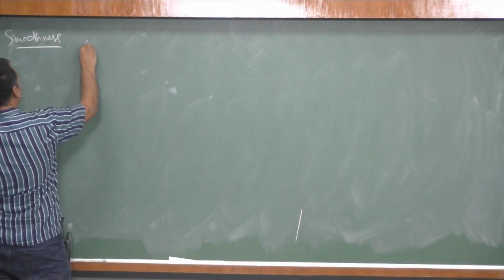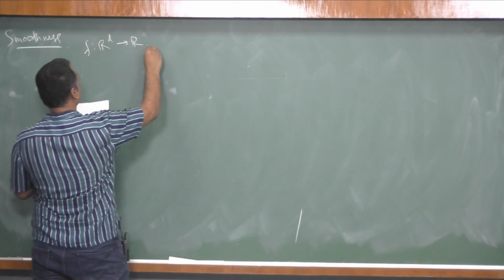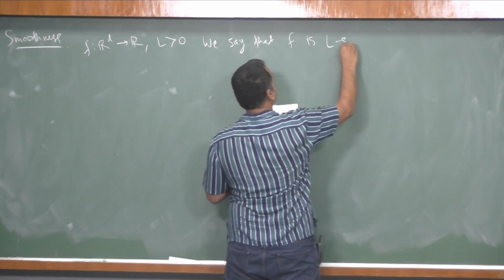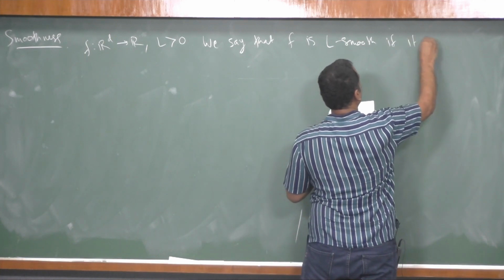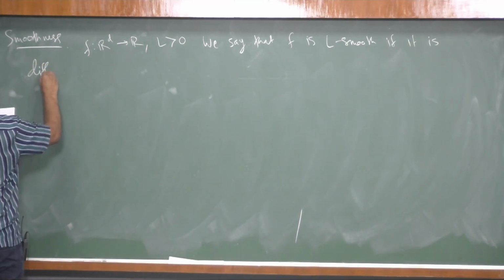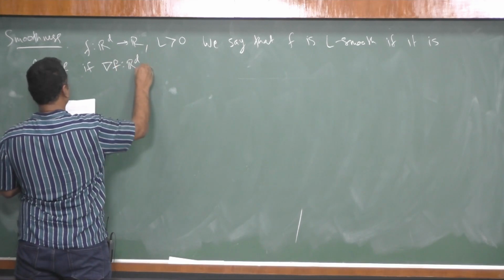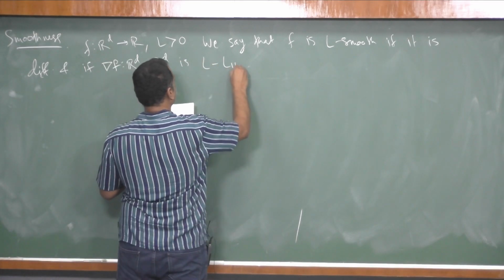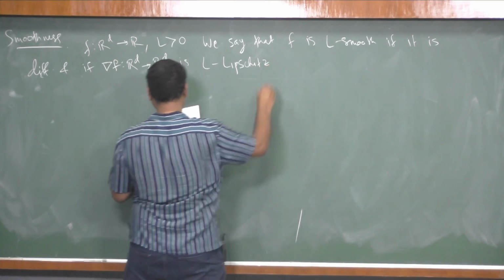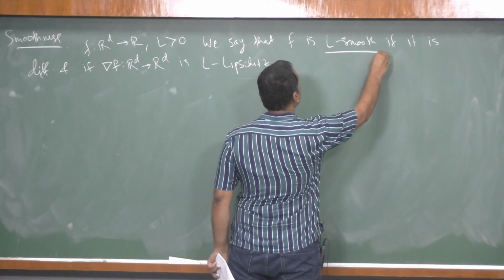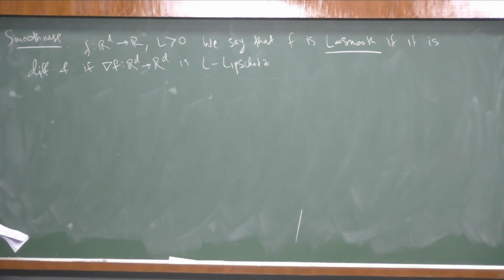So let f be from R^d to R and L greater than 0. We say that f is L smooth if it is differentiable and if the gradient of f, that goes from R^d to R^d, is L Lipschitz. So we have seen the Lipschitz condition. Here we are saying L smooth. So Lipschitz continuous, and then this is Lipschitz smooth. Basically it will be applied on the gradient of f.